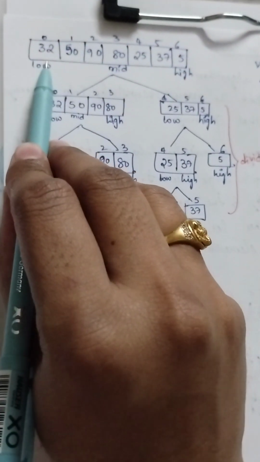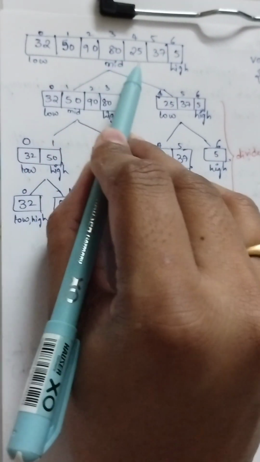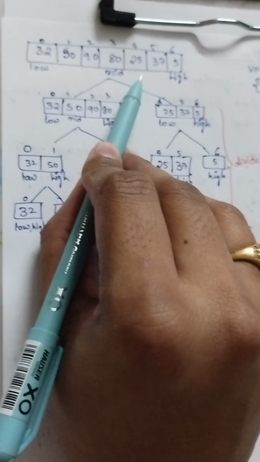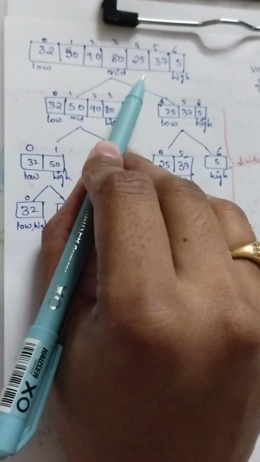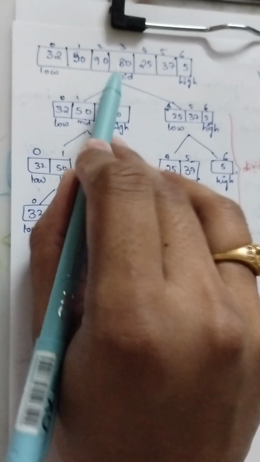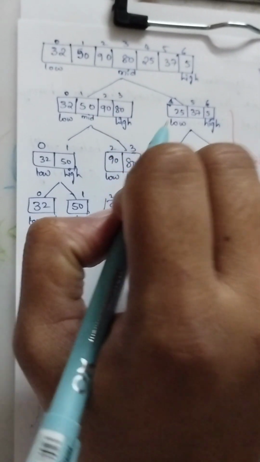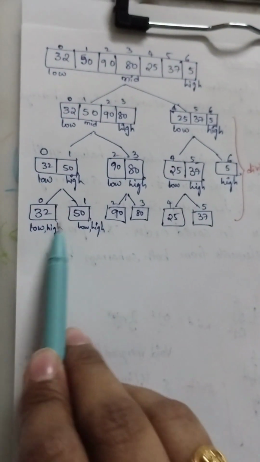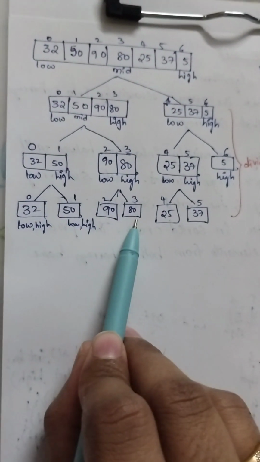So let's take one example. This is our unsorted array. We need to make it a sorted array with the help of merge sort. So in merge sort, the first step is what? Dividing this unsorted array into two halves until each subarray is going to contain only a single element.